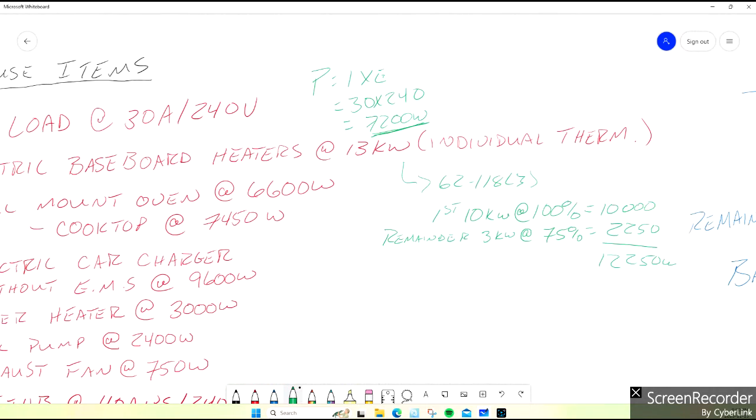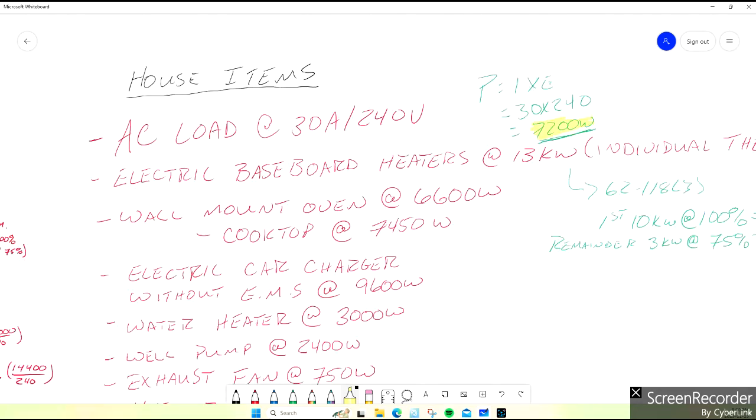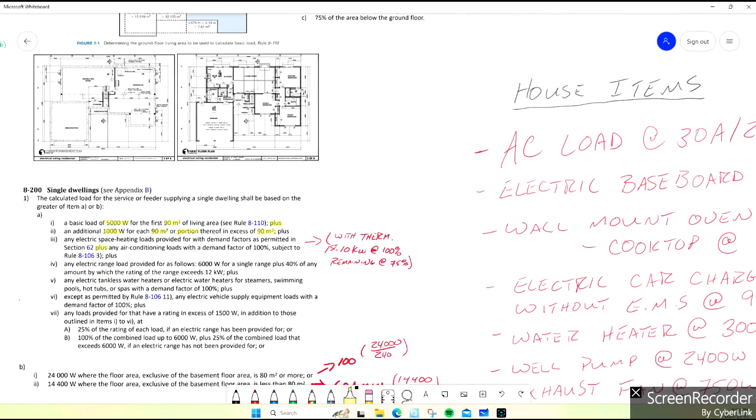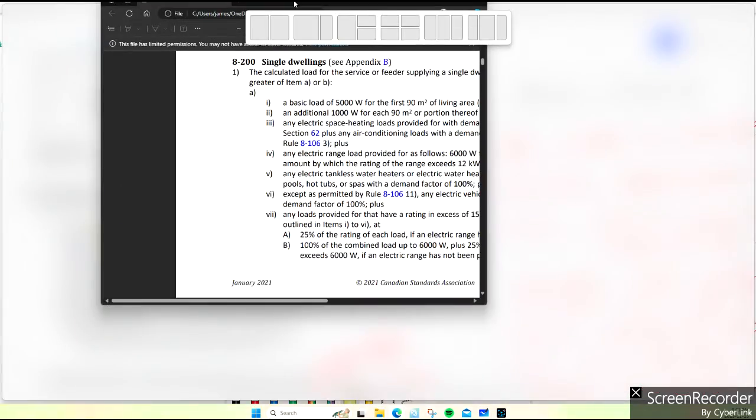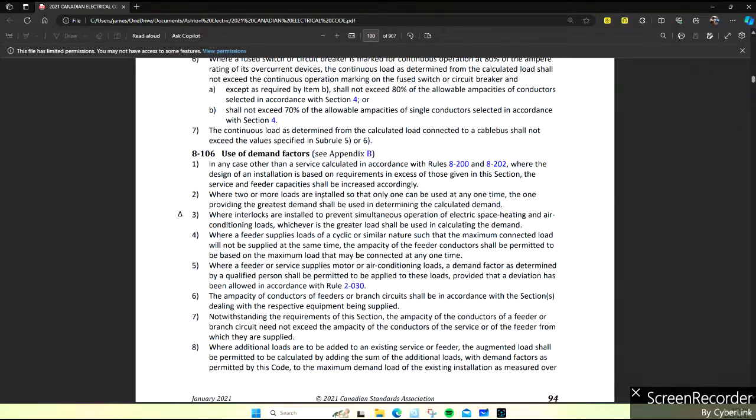Now the reason I want to keep the air conditioner on timeout for a second there is look at these two values. So we've got 12,250 for the heating, 7,200 for the AC. Let's go back and look at that rule again. Right? We're on individual thermostats, so we don't have to apply 100% of the heating load. So we got away with doing this. It also says to apply 100% of the air conditioner subject to 8106. Now 8106, just so we know what that was again, that's the one that said if you got interlocks, apply the bigger load right here.